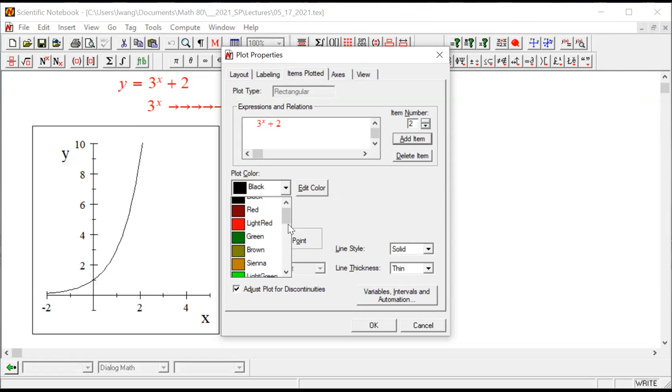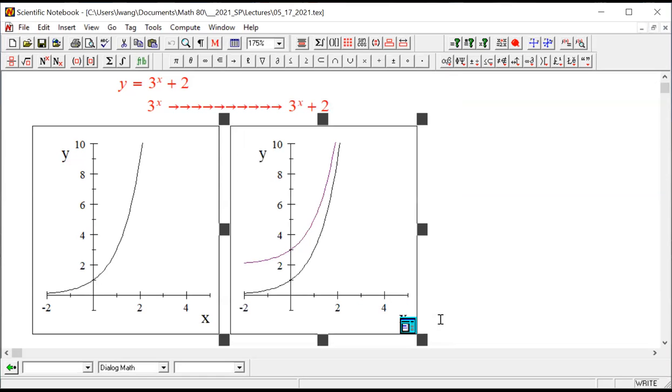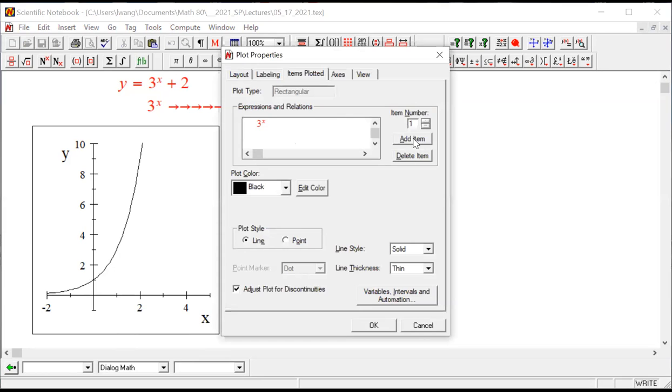We're going to use purple there. Shifting up by 2 units, right? What else is being shifted? The horizontal asymptote. It used to be the x-axis. And what is it now?